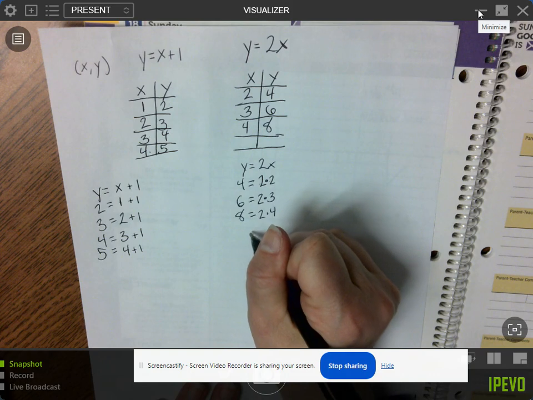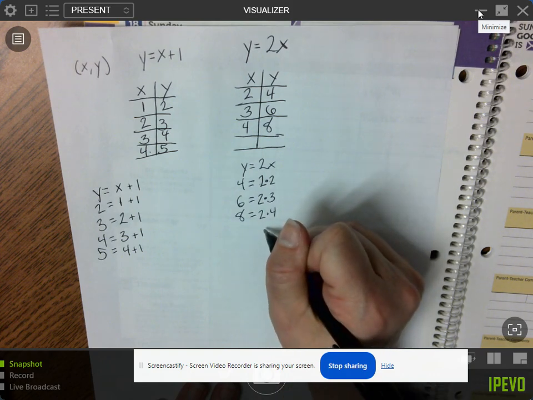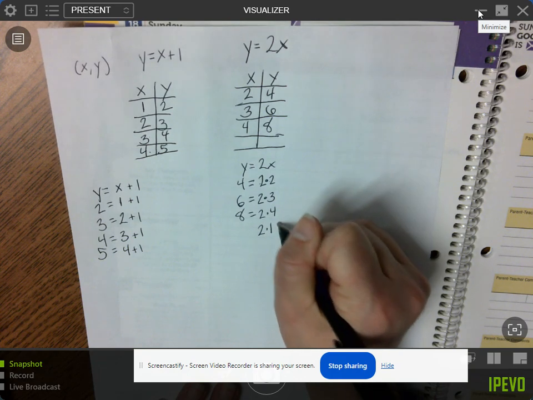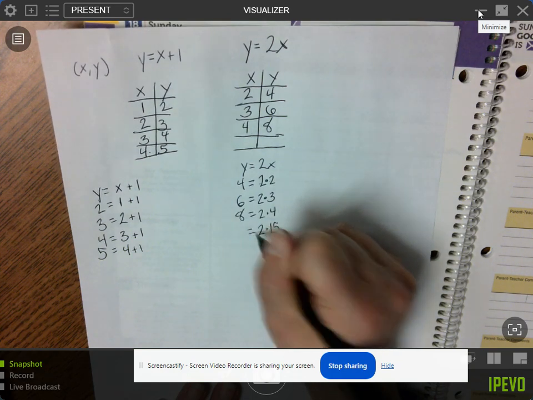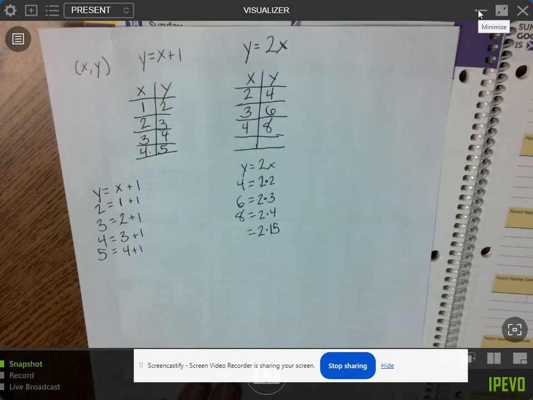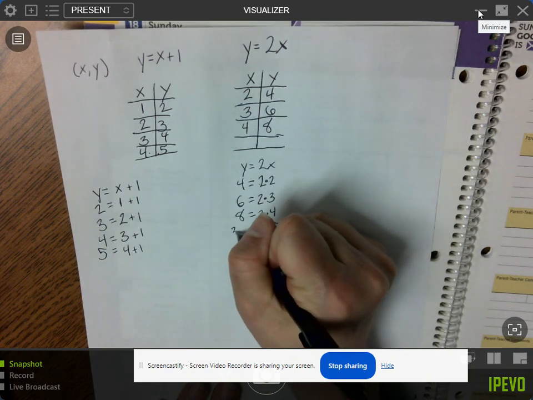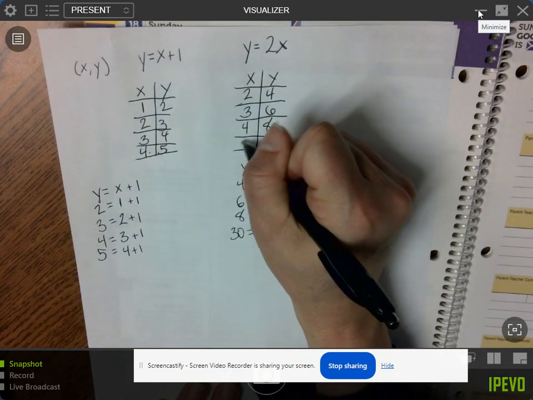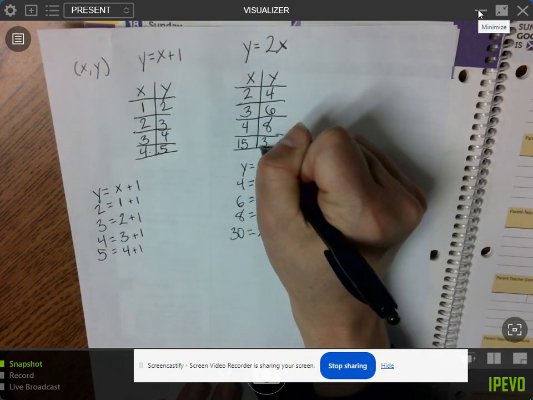So Connor, did you have one that you wanted me to put in? Yeah. Go ahead. 15. So I could put a 15 in for my X. What is my output going to be if my input was 15? Ava? 30. It does not have to go in a pattern.